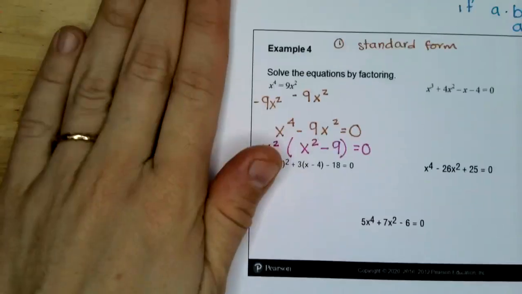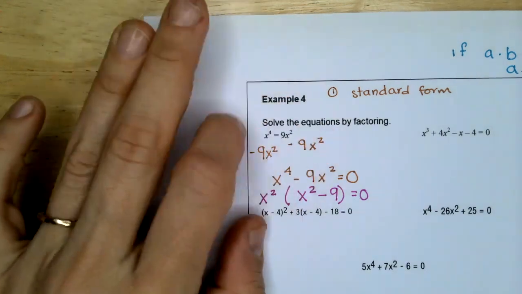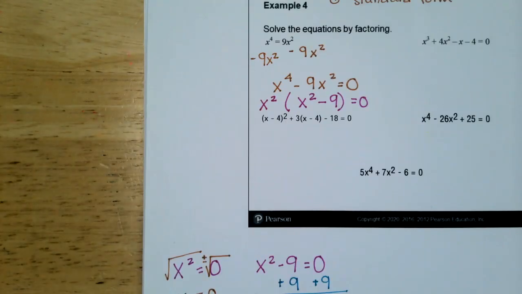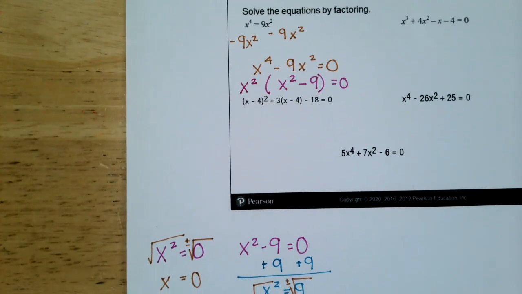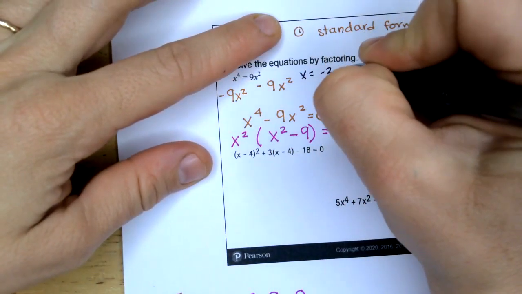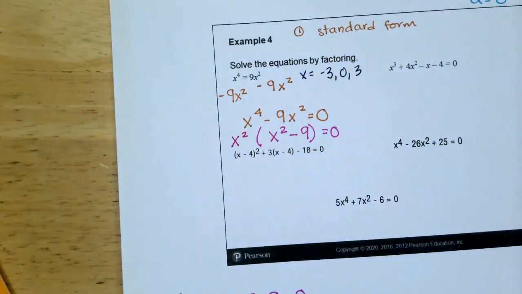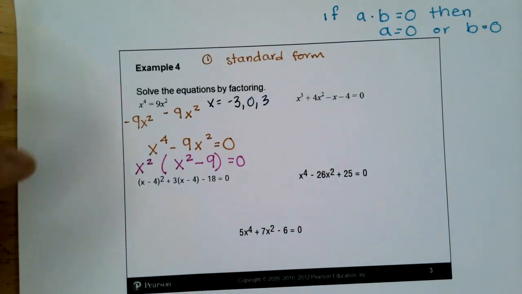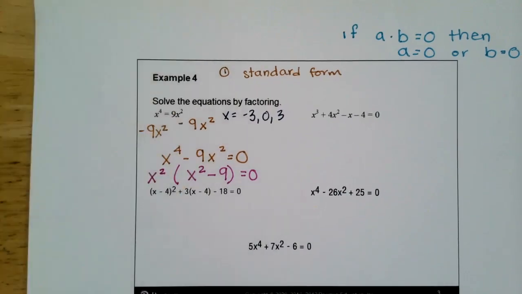Okay, there were no radicals, so I don't need to check. I mean, you should check your answer, but there are not going to be any extraneous answers. Those are all 3 valid answers. So for this question, x is negative 3, 0, and positive 3. Good? Okay, this next one, x cubed plus 4x squared minus x minus 4 is equal to 0.